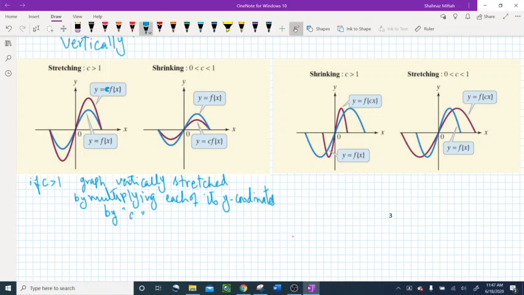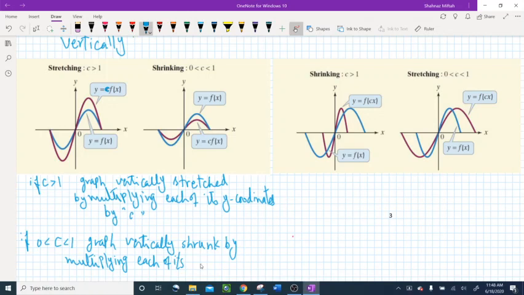Okay, let's talk about shrinking. If c is less than 1 or greater than 0, like c is between 0 and 1, then the graph is vertically shrunk by multiplying each of its y coordinates by c.